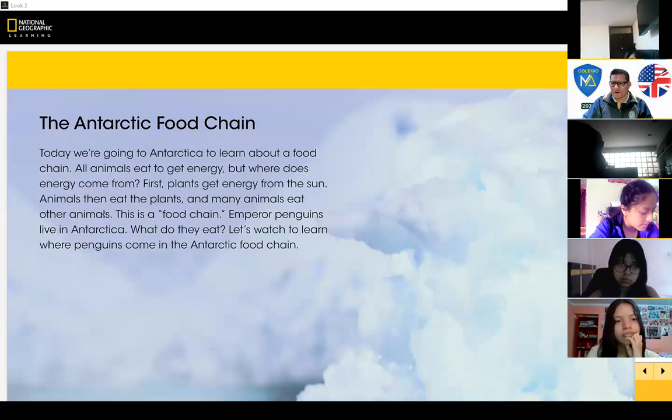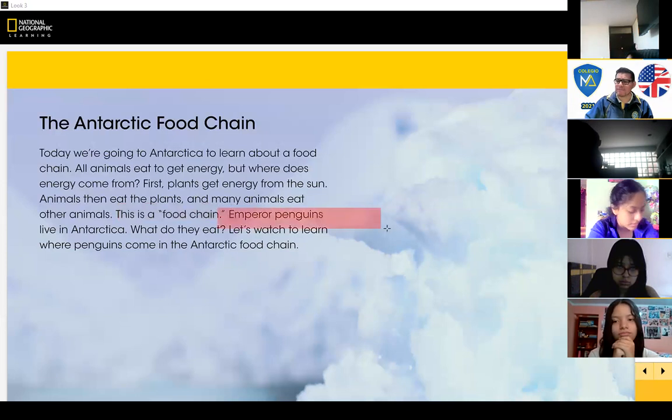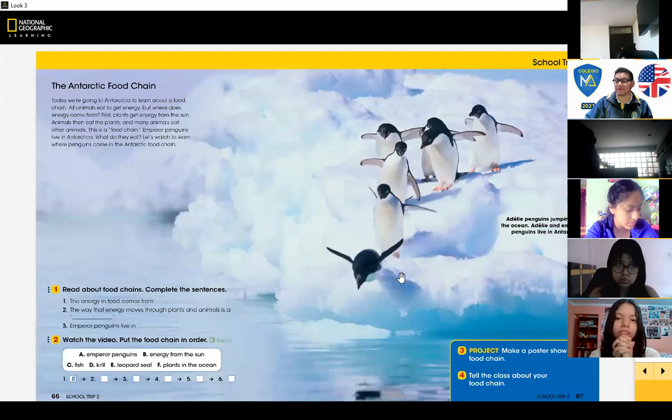Many animals eat other animals. This is a food chain, right? Don't be sad, no se pongan tristes, que esto es the food chain, okay? Here it says, emperor penguins live in Antarctica. Okay, these emperor penguins live in Antarctica.